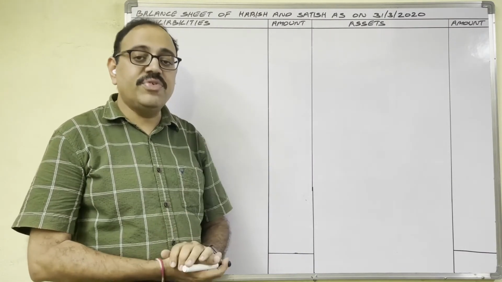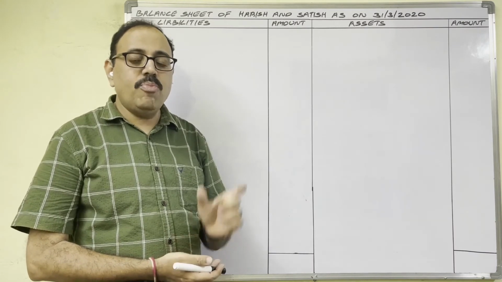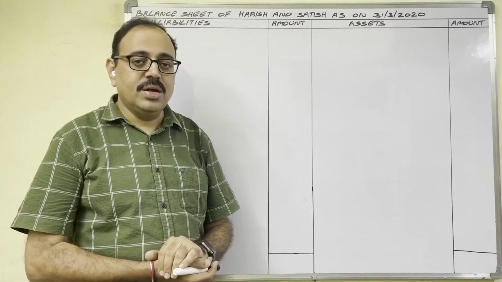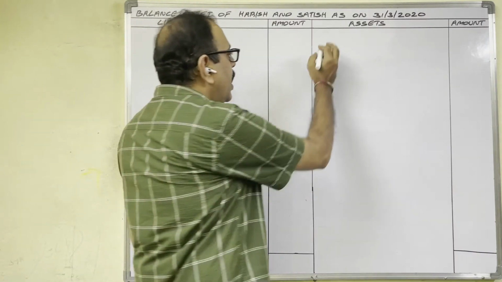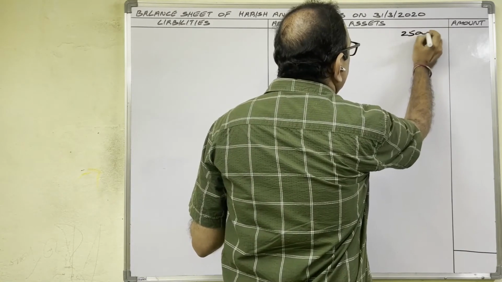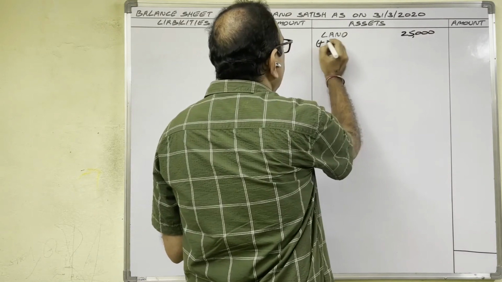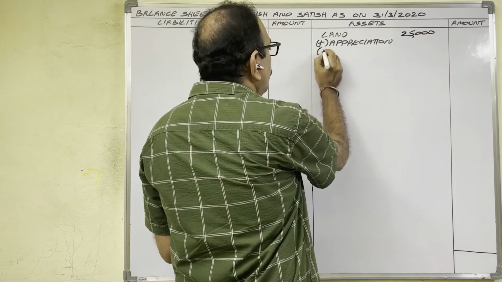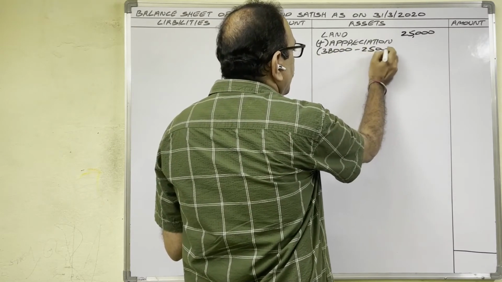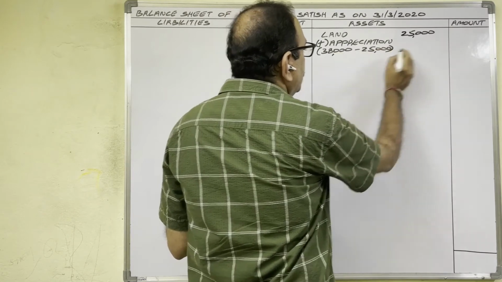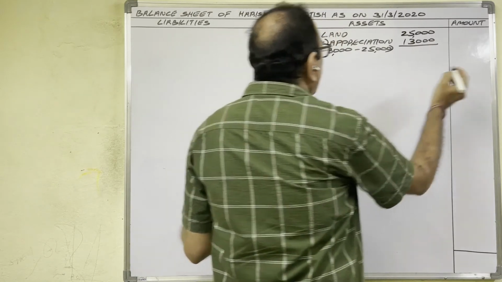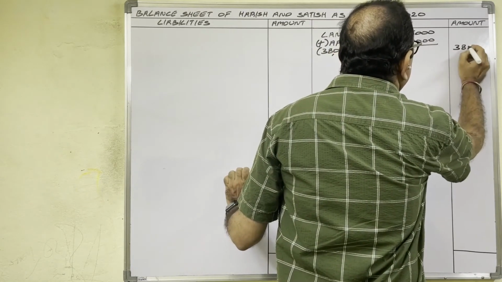Only market values of assets and liabilities we should write. So now the market value of land is 38,000 rupees. That amount in the amount column we should write. How does that amount come? Land cost price in the inner column 25,000 rupees plus appreciation. Market value is how much? 38,000 rupees. Cost price is 25,000 rupees. So appreciation is 13,000 rupees. That amount. In the outer column, 38,000 rupees.